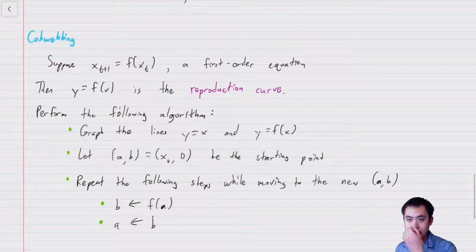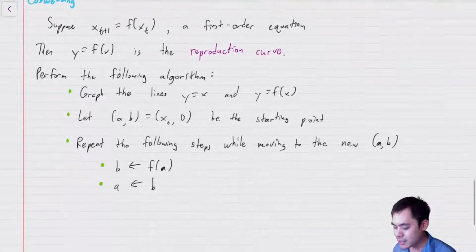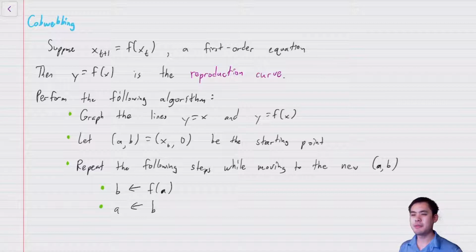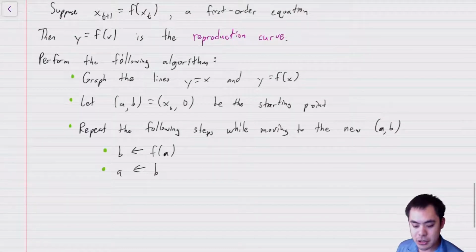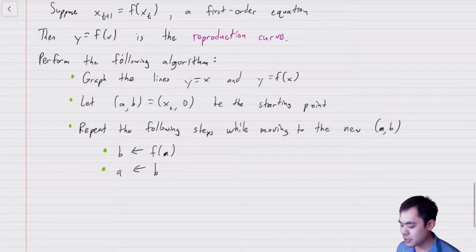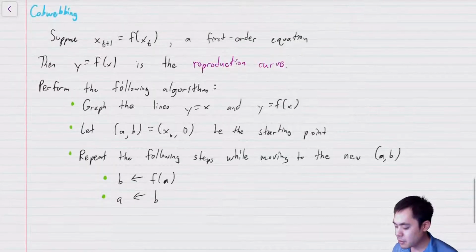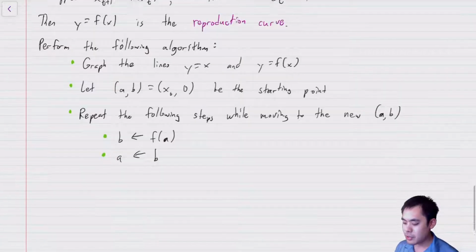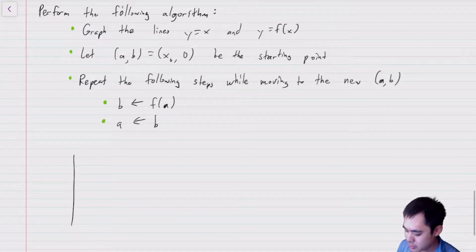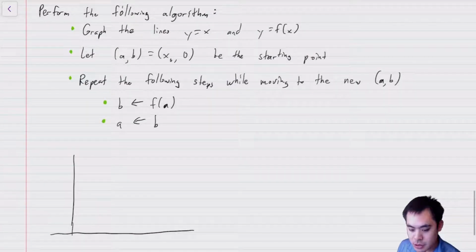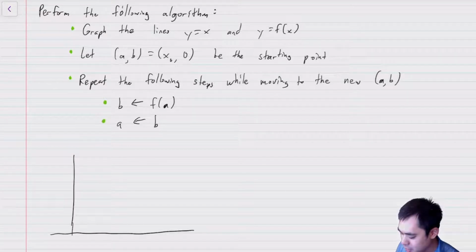Okay, so now let's move on to the last technique, which is cobwebbing. This is just a fancy way of saying we're going to plug everything in and graph it out. Let's try this with a relatively simple example. So basically, let's start graphing. We have the x-axis, and we are going to plot out the y equals x line. So this is the y equals x line.